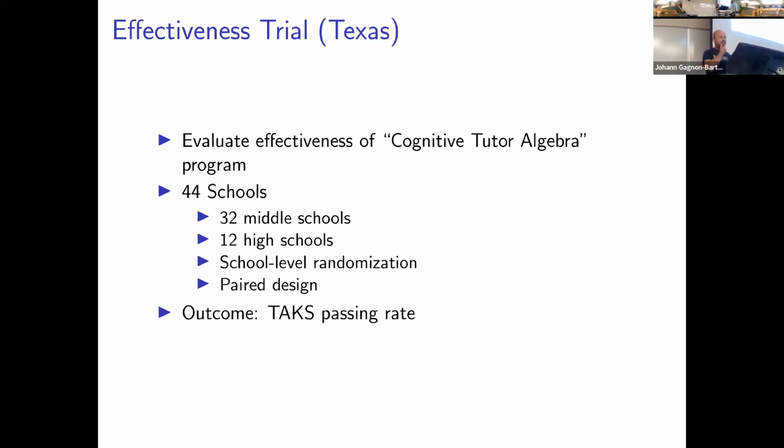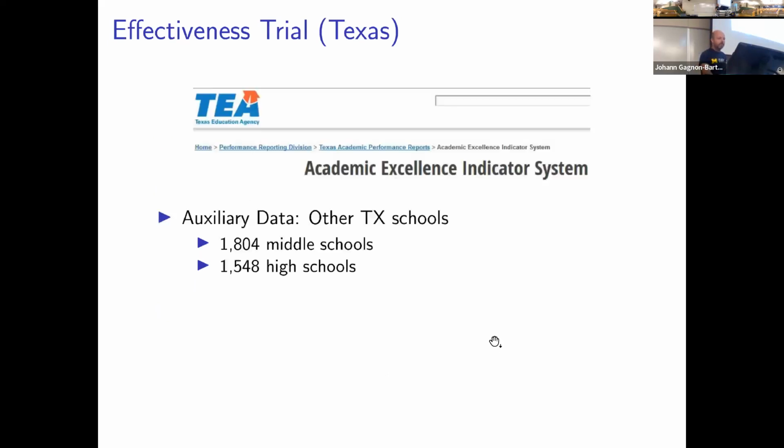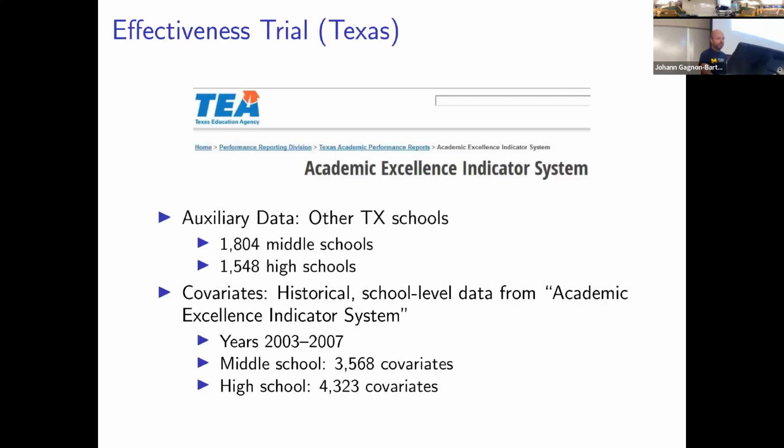Here's the effectiveness trial in Texas. Again, this is where we had school level randomization to see the effectiveness of this cognitive tutor algebra program. There's 44 schools. This is a story in and of itself, but it's a paired design here, so you have to rework some of the methodology for that. So that was our auxiliary data.